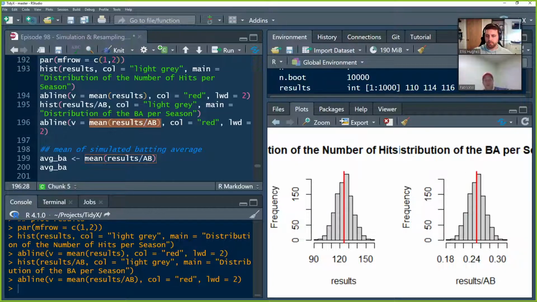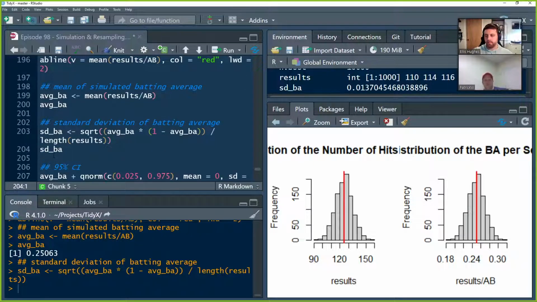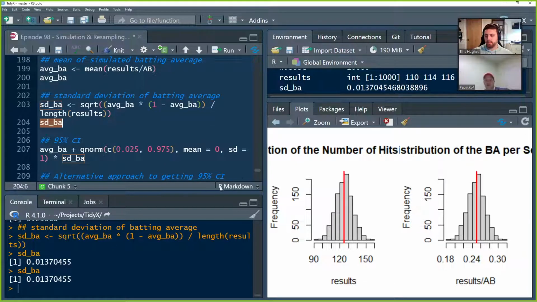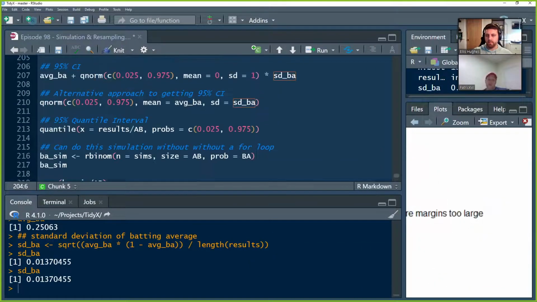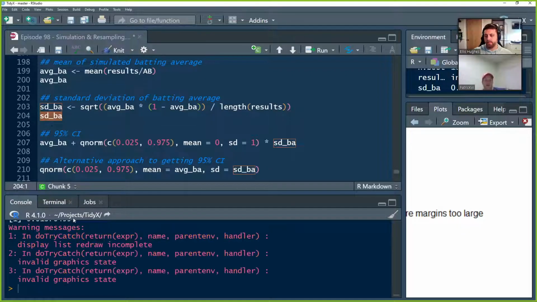So we can, again, produce our summary statistics over this. We get our mean batting average, and we get our standard deviation of batting average. Since this is a proportion, it's the square root of the probability of the outcome multiplied by 1 minus the probability of the outcome, divided by sample size, and that gives us a standard deviation.